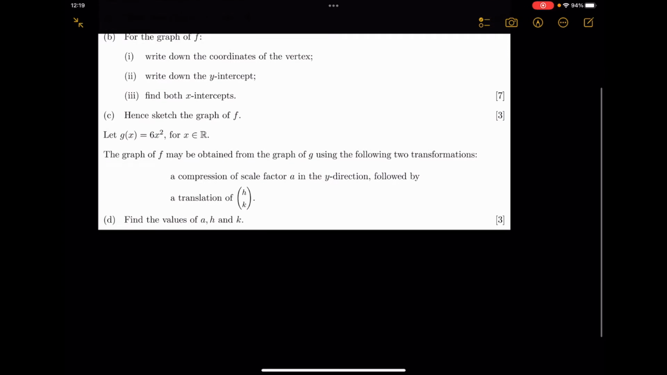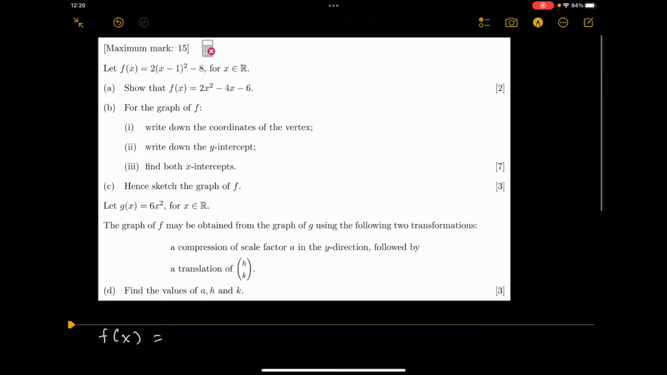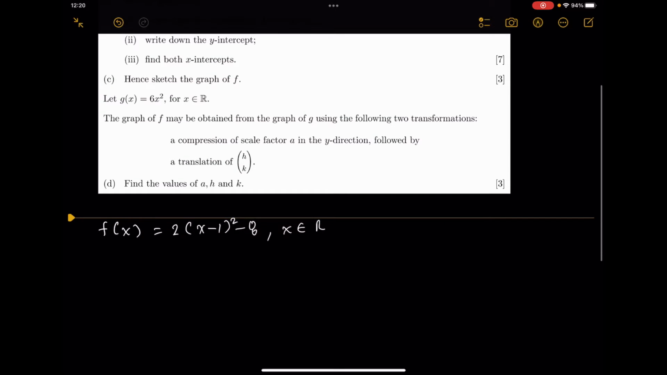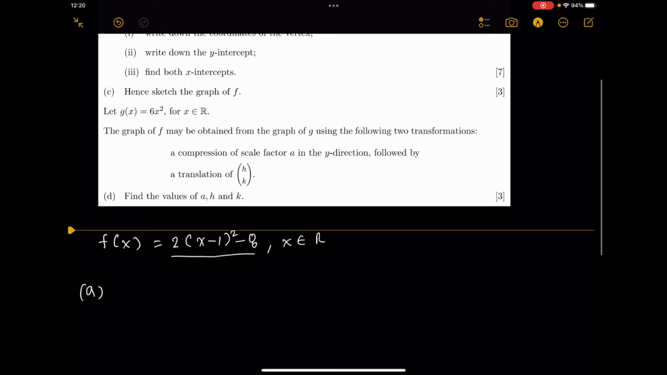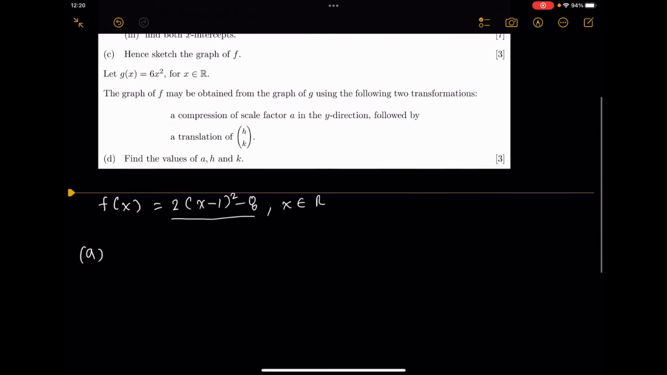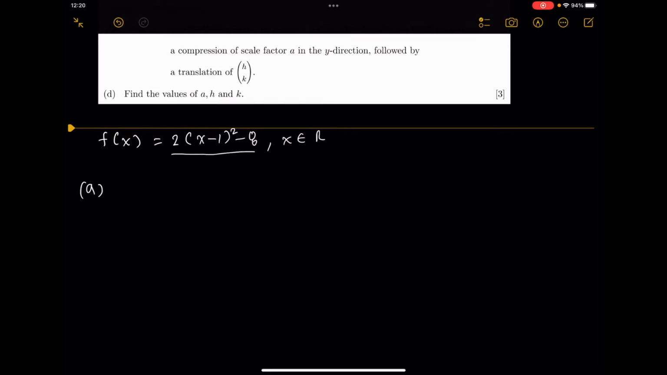We have f of x is equal to (2x minus 1) whole squared minus 8, for which x belongs to all real numbers. So we know this is in vertex form. Part A wants us to convert and prove that the standard form of this function is 2x squared minus 4x minus 6. So let's open up and simplify our function.